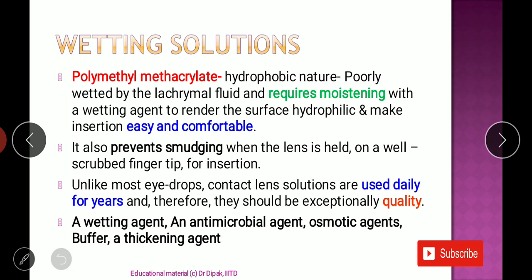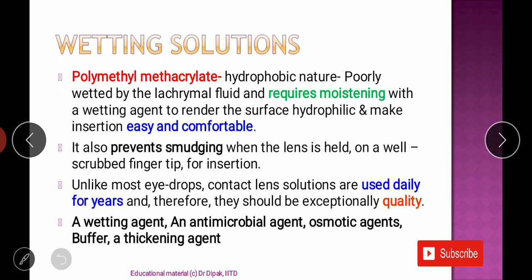Polymethacrylate polymer is hydrophobic in nature, so it is poorly wetted by the aqueous lacrimal fluids and requires moisturization. So we add the wetting agent for easy and comfortable insertion into the eyes that will make it hydrophilic in nature. It must prevent smudging, that means the spot formation that usually occurs with the wetting of the contact lenses that may cause problems in visibility. When lenses are held, we have to scrub our fingers during insertion.